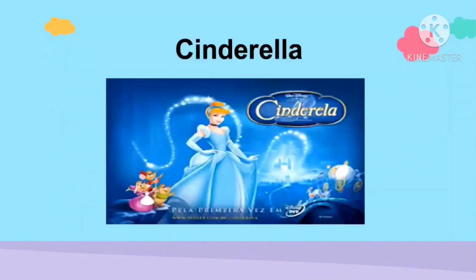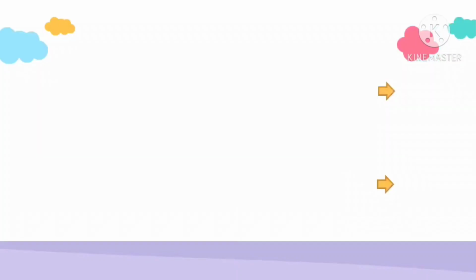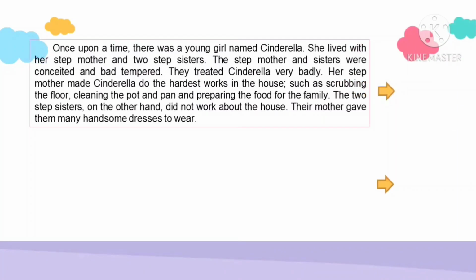Here is the example of narrative text. Cinderella. The first part of the text is orientation. In orientation, it sets the scene, where and when the story happened, and introduces the participants of the story, who is involved in the story.